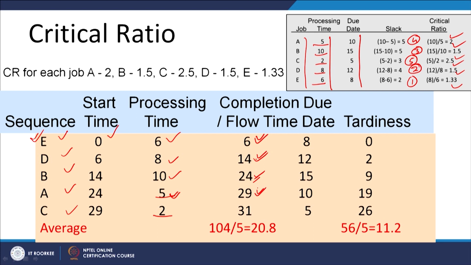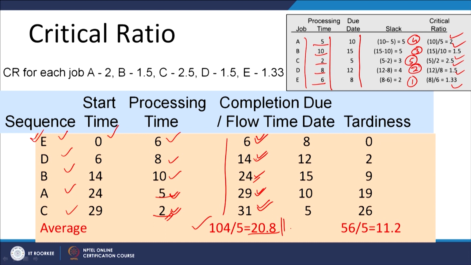After waiting 29 days, job C is taken up and it has a processing time of 2 days, so the job is completed in 31 days. So, if we see the sum of all these flow times, it is 104, and the average flow time here is the highest so far, that is what we have seen, it is 20.8.